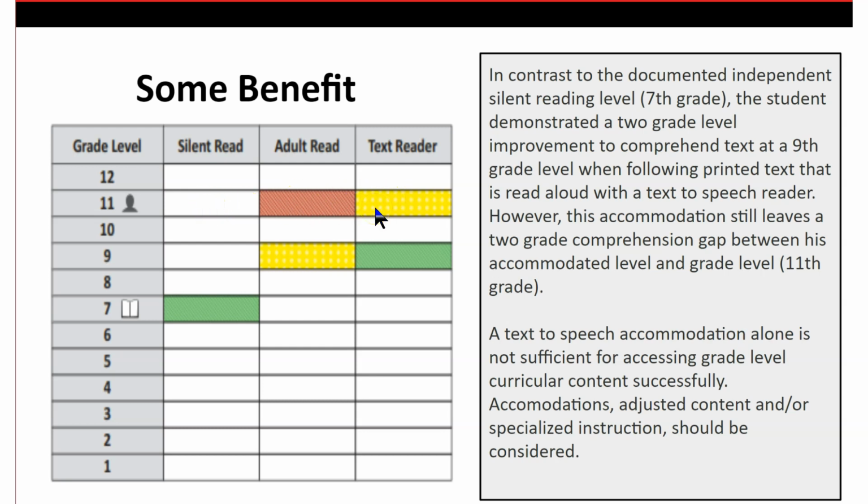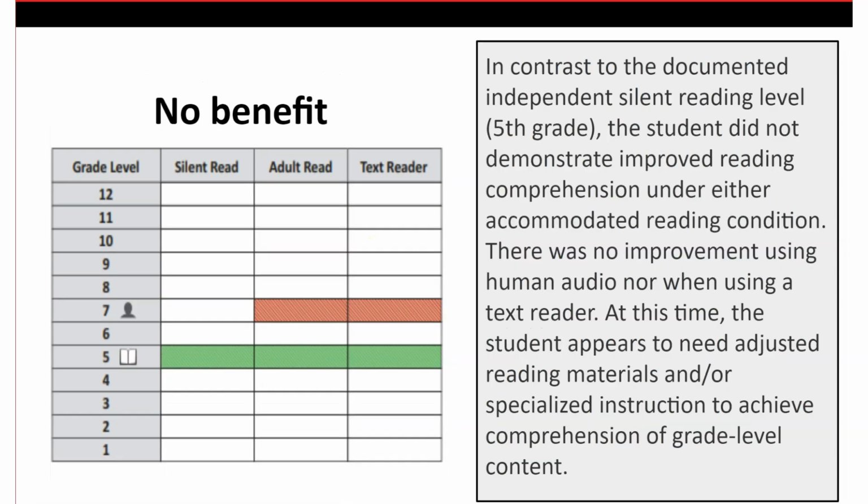So what is the CSE supposed to do? What does this look like and sound like within the meeting and within ASPEN? When looking at this data, the CSE should recognize that a reading accommodation through text-to-speech does have a benefit for the student, and they should consider adding it as an accommodation for standardized assessments, classroom assessments, and potentially a modifier for a reading goal. The CSE should also consider, though, that the text-to-speech accommodation is not sufficient by itself for accessing grade-level curricular content, and that additional resources, specialized instruction, or accommodations may be needed.